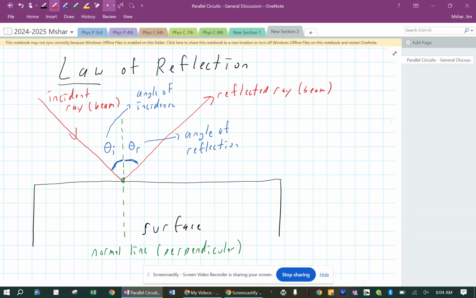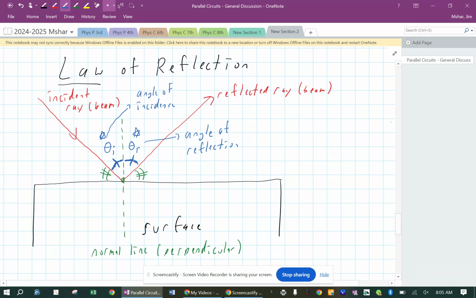We always will measure the angle from the normal line to the beam. Now, you might be asking yourself, well, what about measuring to the surface? So like, for instance, this angle here and this angle here are going to be equal, okay? And that's true. But it turns out for later, we're going to make calculations with something called refraction. And when we do that, we have to have the angle as measured from the normal line, okay? So it's got to be from the normal line.